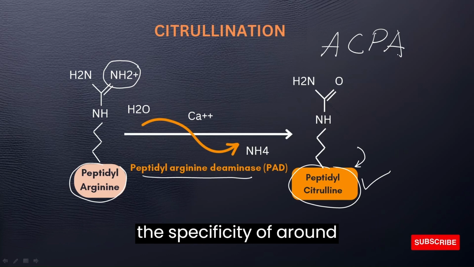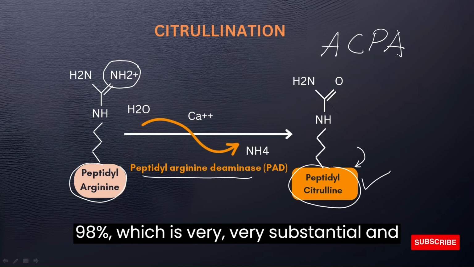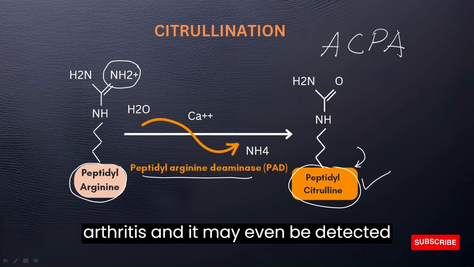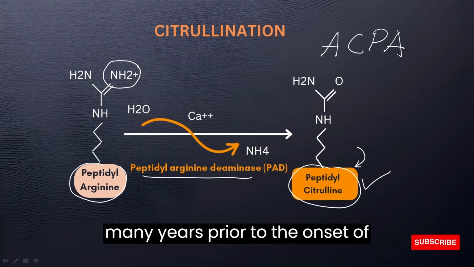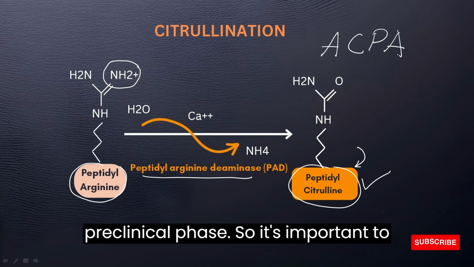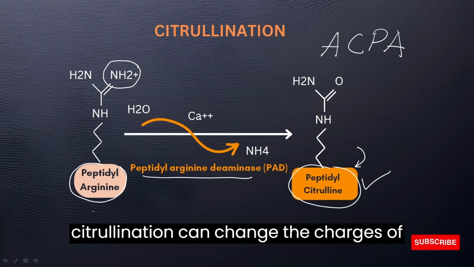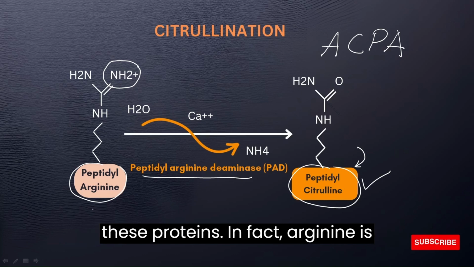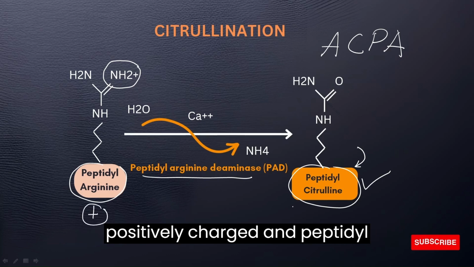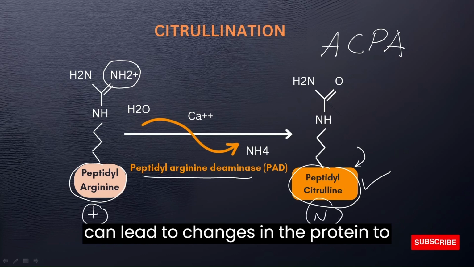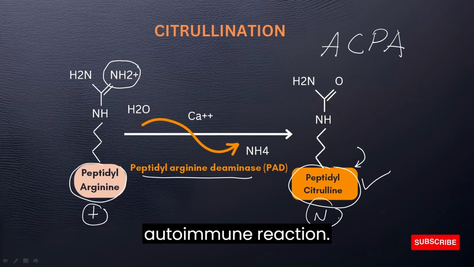So ACPA has a specificity of around 98%, which is very substantial and good in the diagnosis of rheumatoid arthritis. And it may even be detected many years prior to the onset of rheumatoid arthritis, which we call the preclinical phase. So it's important to understand that citrullination can change the charges of these proteins. In fact, arginine is positively charged and peptidylcitrulline is neutral in charge. This can lead to changes in protein to protein interaction and lead to an autoimmune reaction.